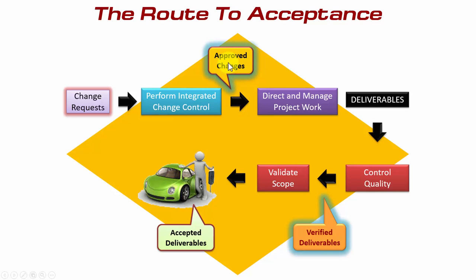They then go into the direct and manage project work, which is where the work packages are given out and the products are created, and hence the deliverables are created. Once a deliverable is created, it is then passed to control quality, as I've shown, and the output of that is verified deliverables. It then inputs to the validate scope process, and the output is the accepted deliverables, either passed to operational use or carefully stored until the project is fully complete.